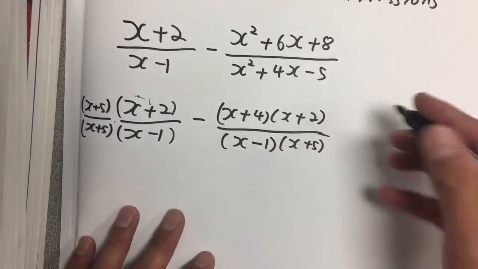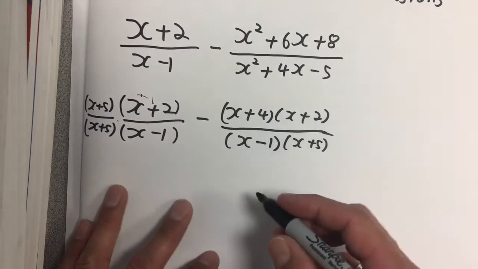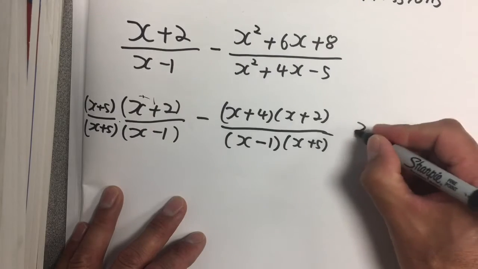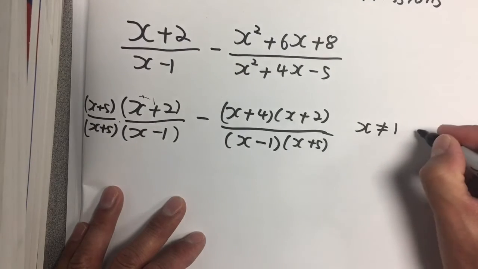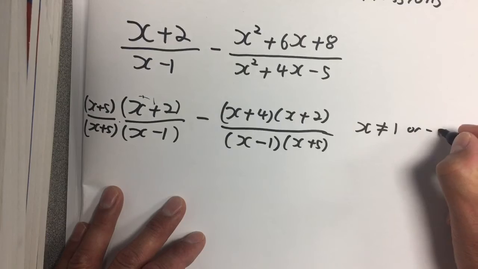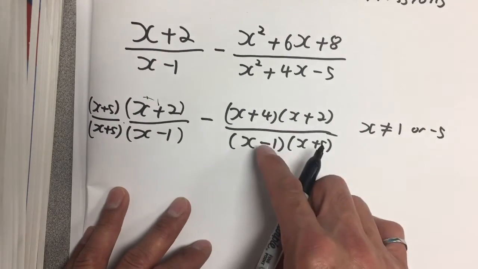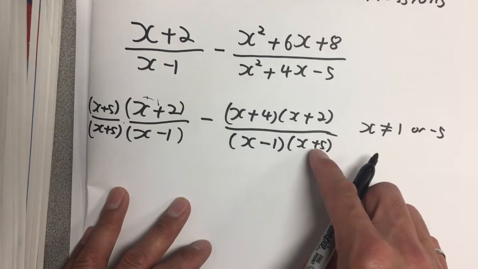As soon as this is factored out, we should state our restrictions. Clearly, x cannot be 1 or -5, because if x was 1, we would divide by 0, and if x was -5, we would divide by 0.